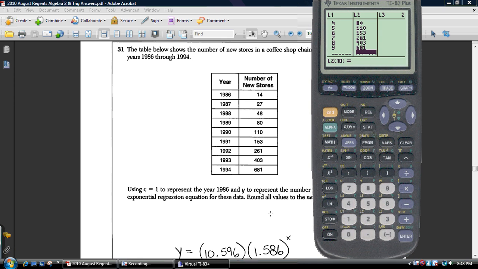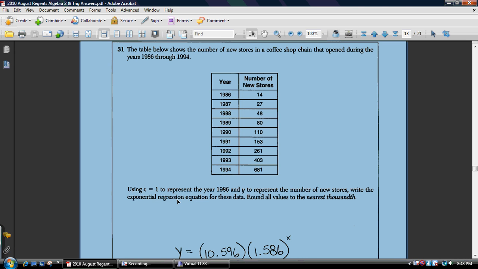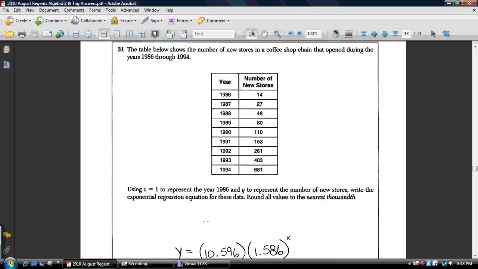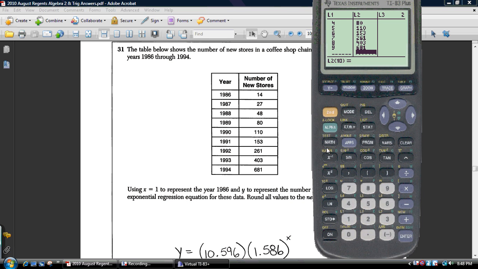Okay. Then it wants you to do an exponential regression. So here we go. Sorry about that. You go to Stat, you go over to Calc, you go down to Exponential Regression, and you type in L1, comma, L2, and hit Enter. And here's the results you get.